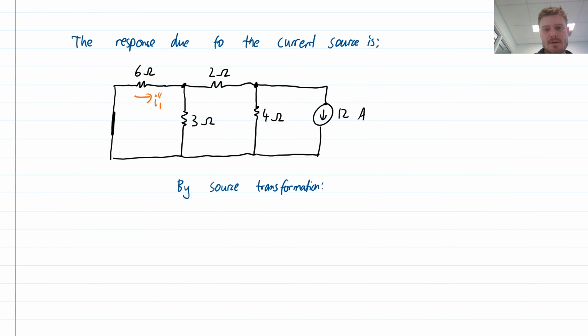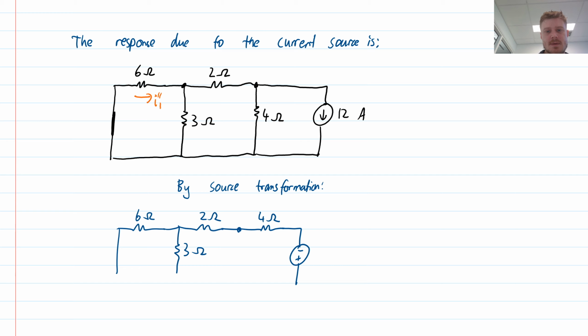Let's just redraw our circuit very quickly. We have 6 ohms, 3 ohms, 2 ohms, and the 4 ohm is going to become connected in series, and we're going to have a voltage source. The polarity has to match the one from earlier.